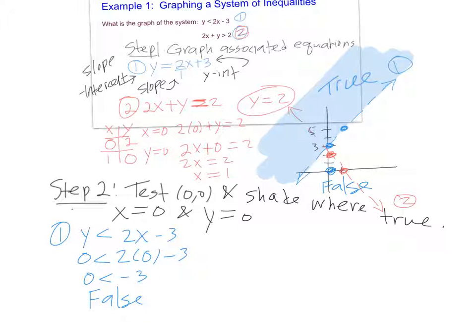So the side that contains 0, 0 is false. That's actually from the standpoint of inequality number 2. The left side, the right side is therefore going to be true. So we'll shade that area in red, and the overlap will be where it's true. And so you can see the slightly purplish quarter of the plane at the top is the solution of the system of inequalities.